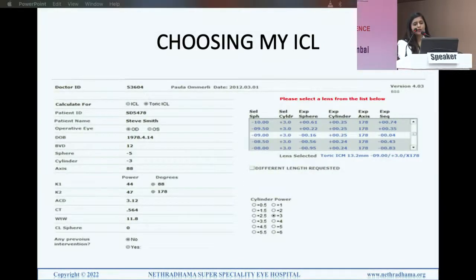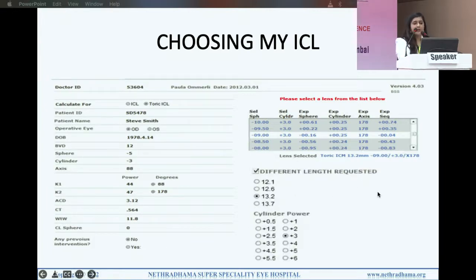So coming to how to choose your ICL. The Star ICL has an online software where you have to enter all the patient details. On the left side, you can see all the patient details, including white-to-white, the corneal thickness, anterior chamber depth, K1, K2, etc., which is all entered on the left side here. And it gives you the options for your ICL, including the expected spherical equivalent, where you can decide the options for your ICL. And also, based on the simulated ACD, your lens rise, your white-to-white, your simulated ICL from your UBM, if you want a different length requested, then you can actually choose that different length and customize it.